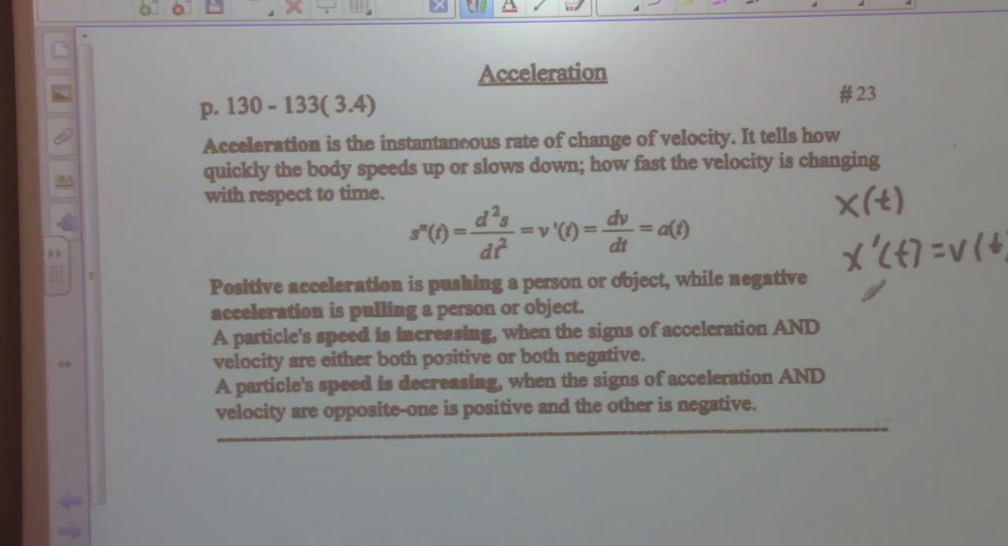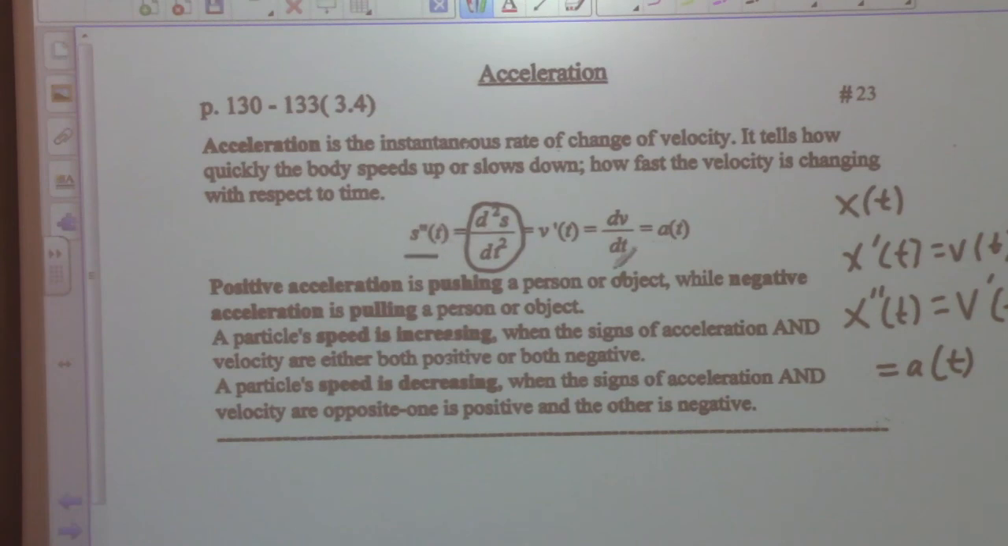And then if you take x double prime of t, it's going to be the same as v prime of t, which is going to be equal to a of t, which is acceleration. So what you're looking for is this hierarchical relationship, and here's another form we have, d squared s over dt squared. That's a notation for second derivative. So you'll see this sometimes.